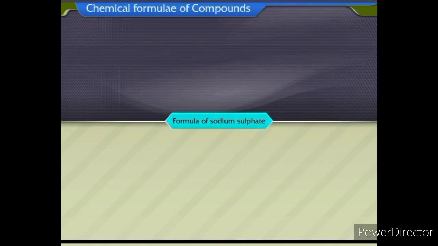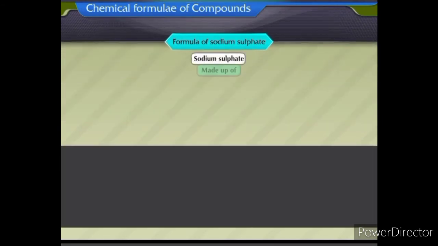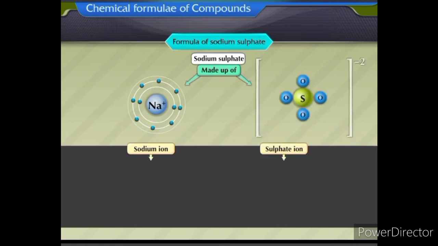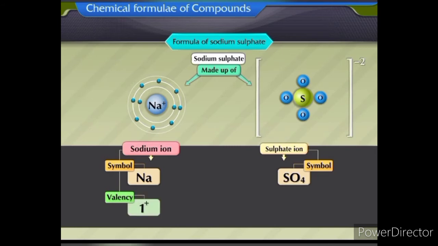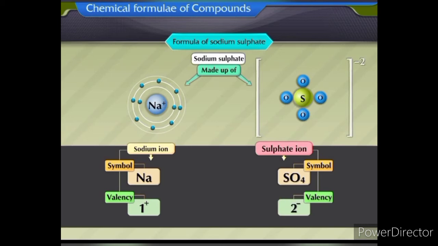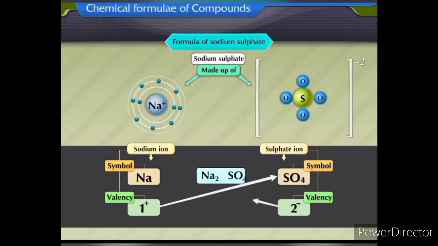Formula of sodium sulfate. The combining ions are sodium ion and sulfate ion. The symbol of sodium ion is Na and that of sulfate ion is SO4. The valency of sodium ion is 1+ and that of sulfate ion is 2-. On crossing over the valencies, we get the formula of sodium sulfate as Na2SO4.